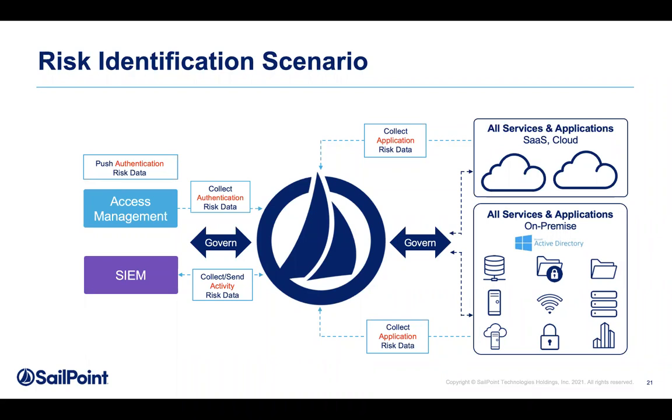We can also connect directly to those applications and identify the risk associated with the access combination of the user, whether the user has over-entitled accesses in the application, or any accesses which are violating segregation of duty policies. An example could be accounts payable with accounts receivable.